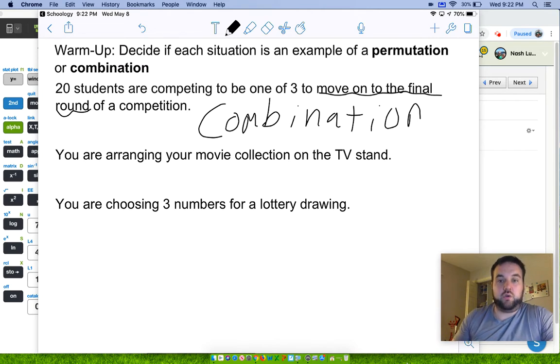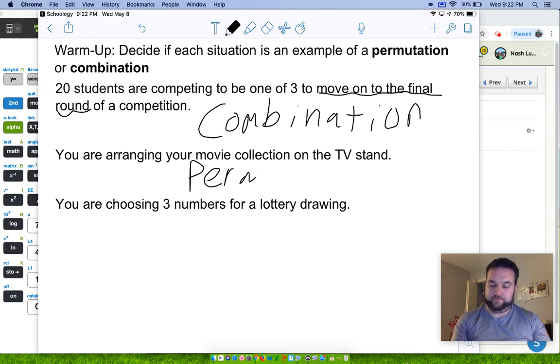You are arranging your movie collection on the TV stand. Now you might say to yourself, I don't care what order the movies are in on the TV stand, but anytime we talk about arrangements, we're talking about visual differences. And if you were to take two movies and switch them around, that visually will look different. You might say to yourself, it doesn't matter, who cares? And I would actually tend to agree. But if you see that word arrangement, we're talking about a specific ordering of things. And so that is always going to lead to a permutation.